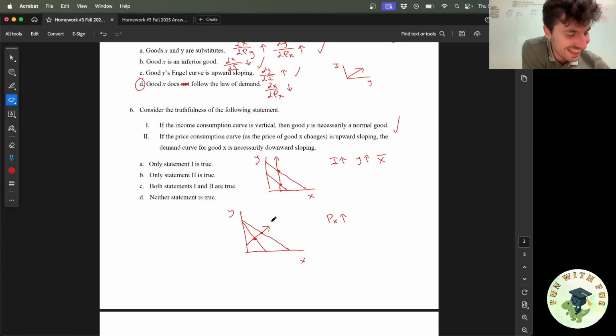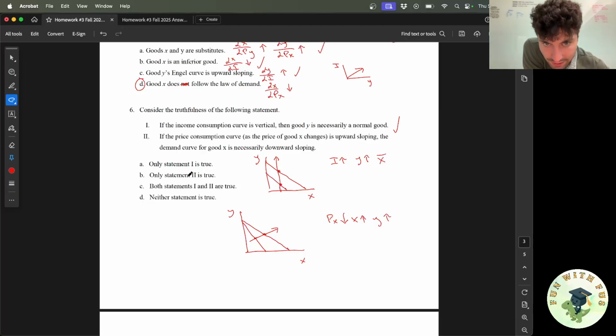Okay. It is in fact the reverse. So if I were to draw it like this, sorry, the price of X is going to go down. So from here to here, the price of X went down because I can afford more X. So we know that this price consumption curve is upward sloping. And as my price of X went down, as I went from this guy to this guy, I know that I bought more X and more Y.